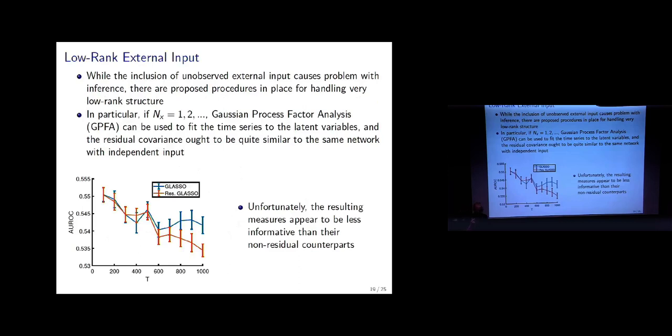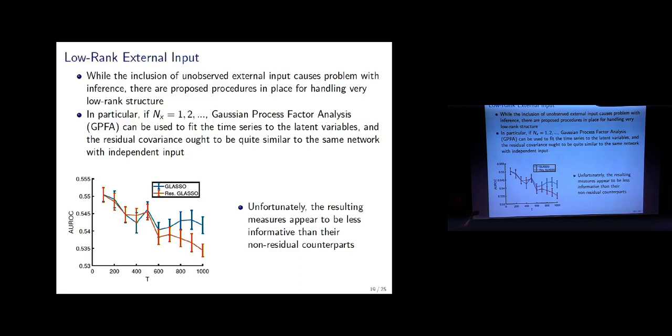And so there have been some proposals in the literature that you can, at least in the case of low-rank external input, where you just have a handful of neurons in the external population, use Gaussian process factor analysis to fit those latent dimensions, and that should improve your estimate. Unfortunately, I tried and tried to get this to work. It appears as if using GPFA overfits the process. It fits not only the latent variables, but some of the valuable information from the stochastic process itself.